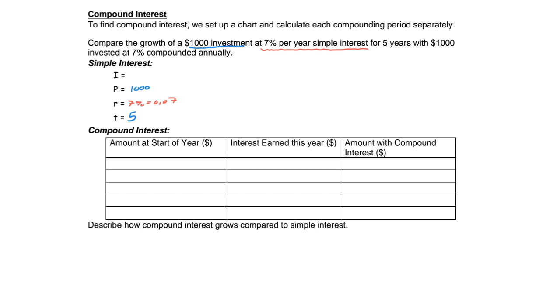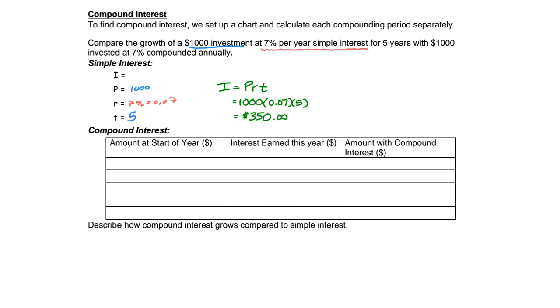So let's take a look at what would happen with something like this by calculating I is equal to PRT. Now what you have to realize is that when we calculate I is equal to PRT, our interest is going to be $350. Now, the last thing that we have to do is calculate the total amount of money that we have, right? We want to see how this money for simple interest compares to compound interest. So let's calculate the total amount of money.